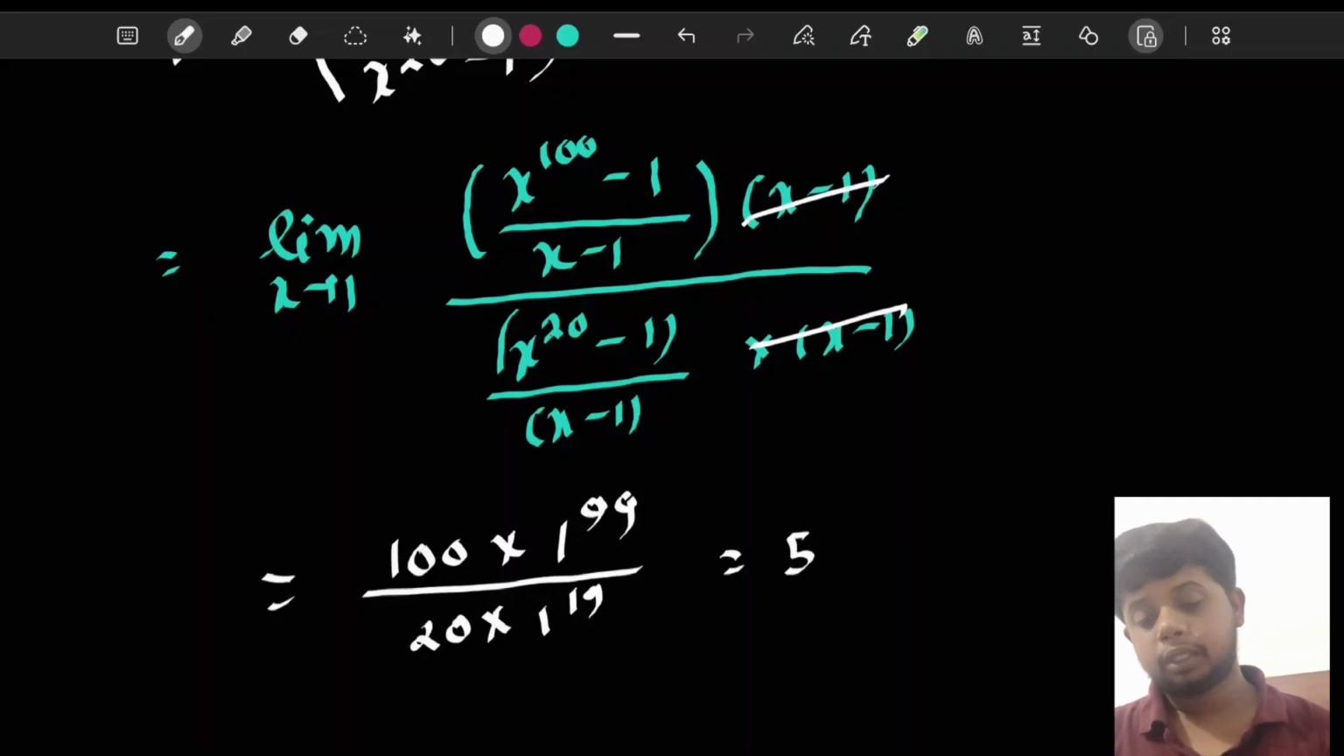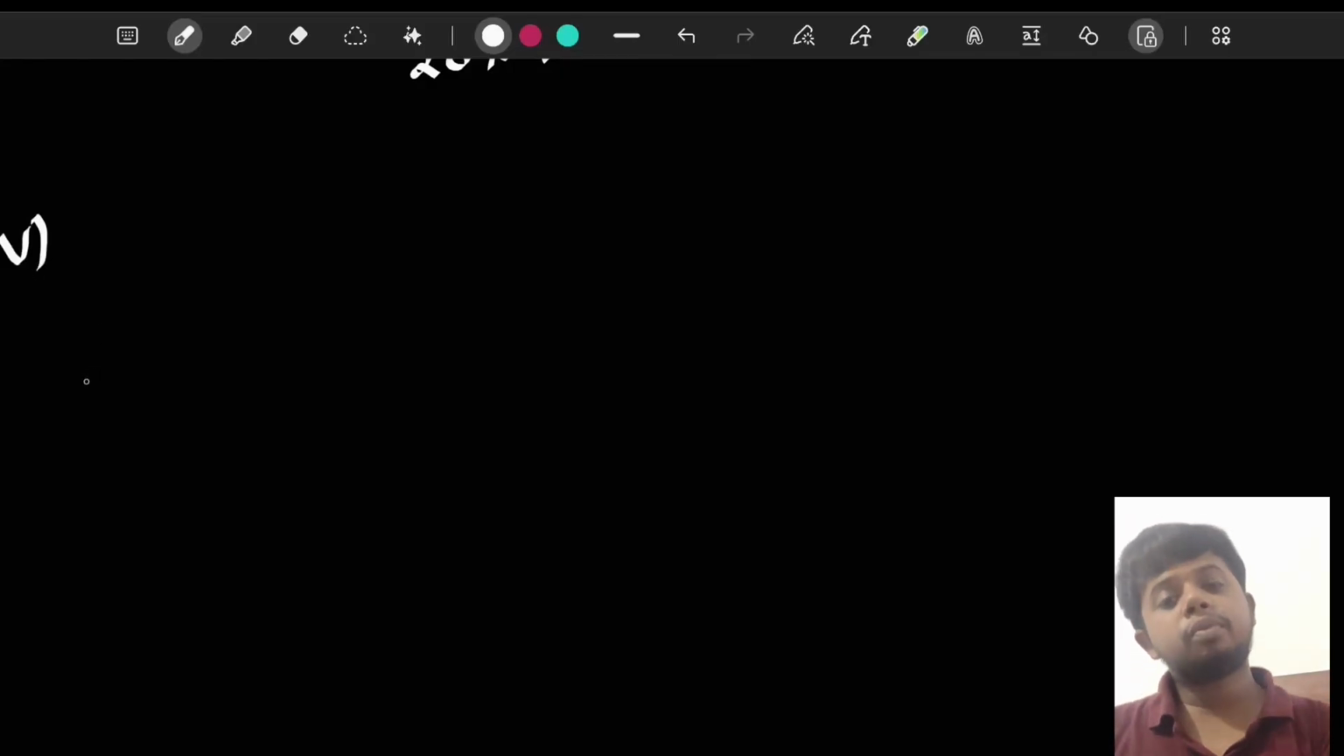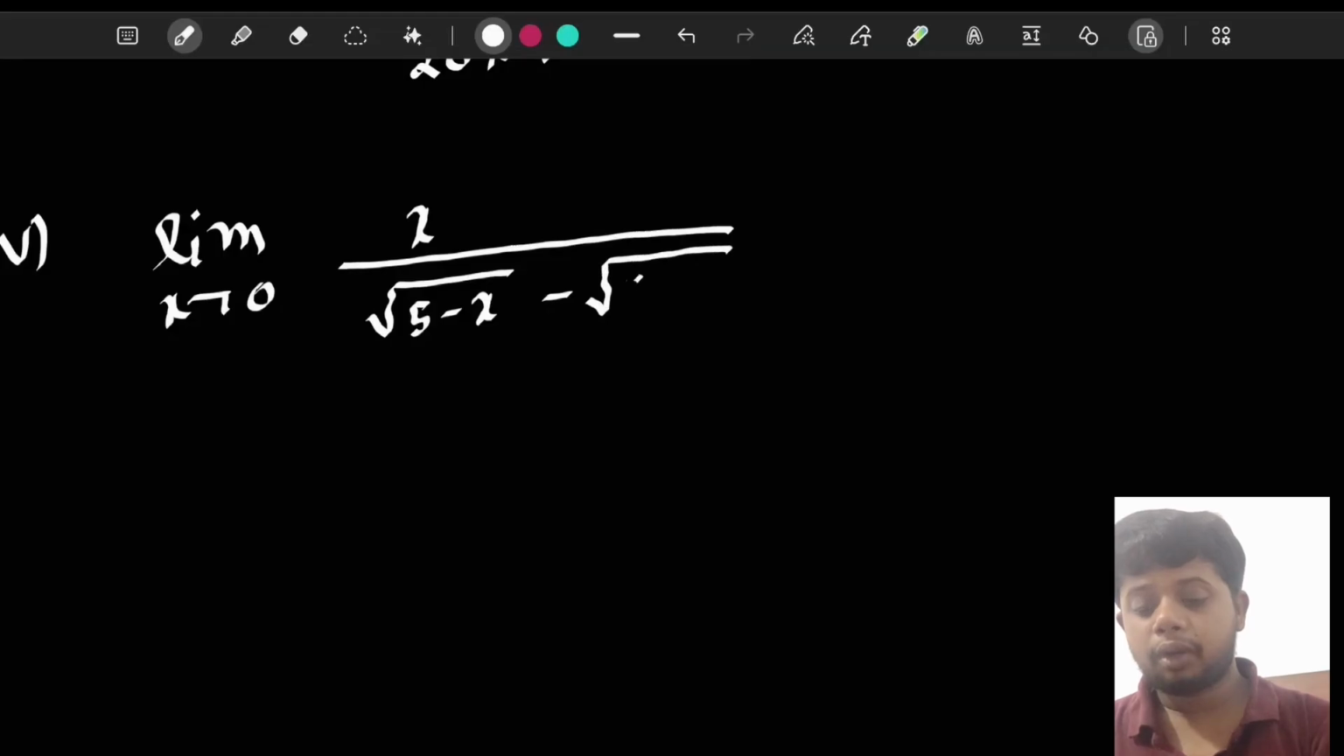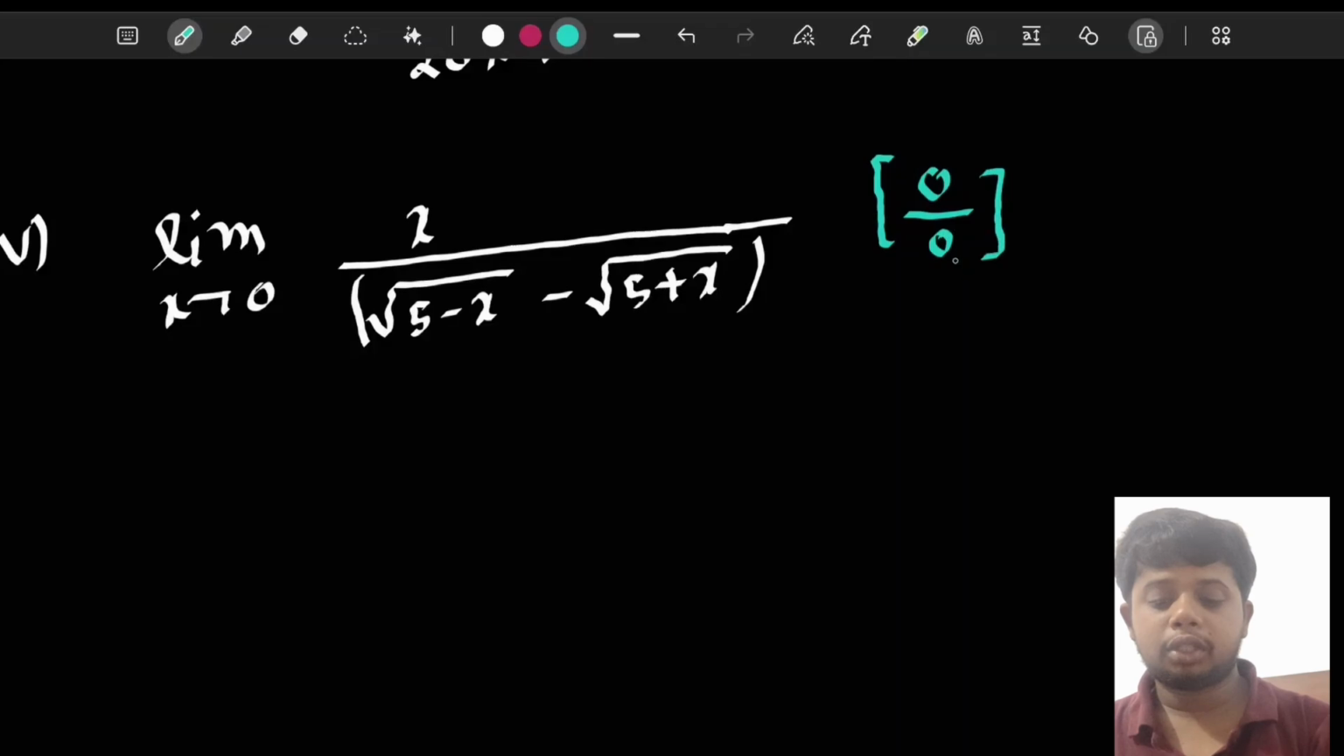Now next, question number 5. Let's see a question regarding rationalization. Rationalization means we have to rationalize either the numerator or the denominator. Let's say we have limit x tends to 0, x by under root of 5 minus x minus under root of 5 plus x. If I put x tending to 0, I am getting 0 in the numerator and 0 in the denominator also.